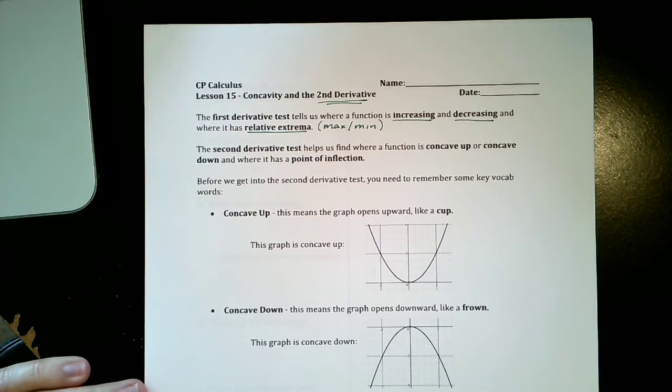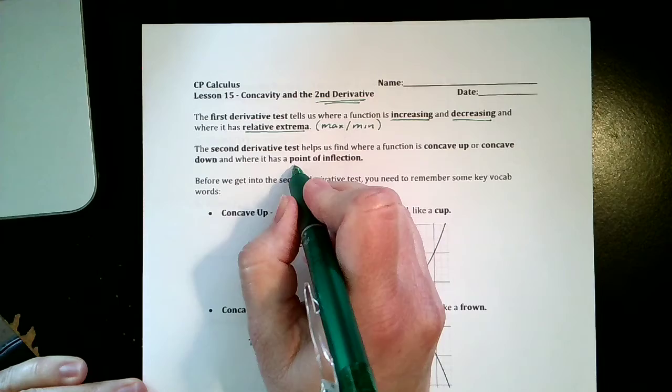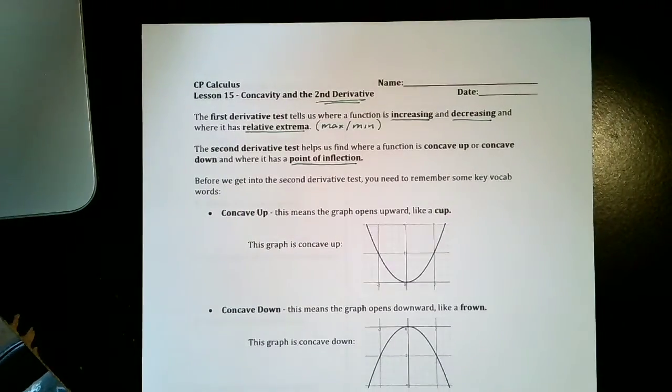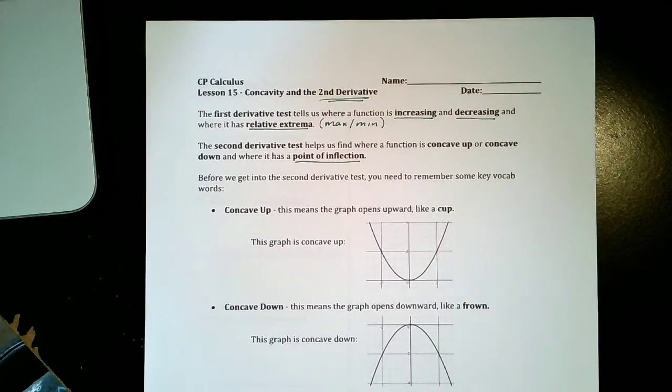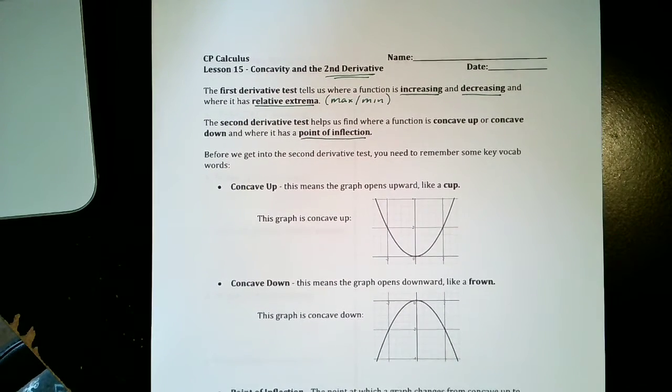That helps us to find where a function is concave up or concave down and where it has points of inflection. Okay, there could be one point, there could be multiple points of inflection. Before we get into the second derivative test, you need to remember some key vocabulary words that you would have learned in previous math courses.